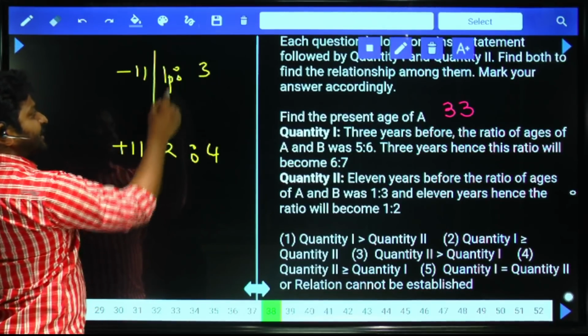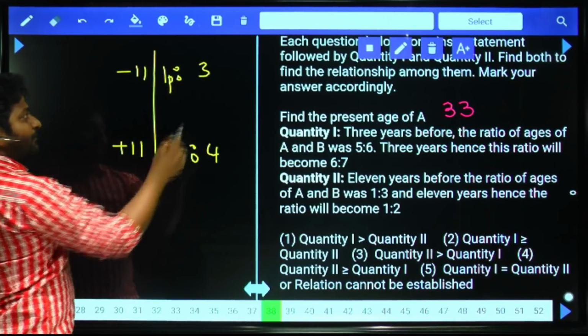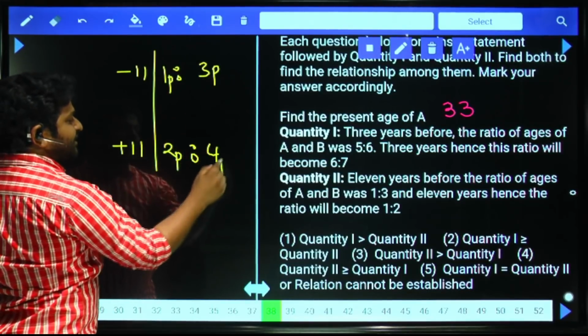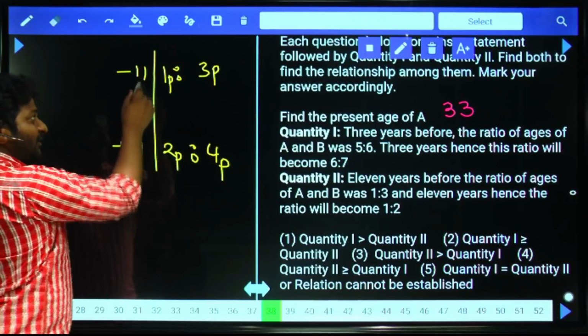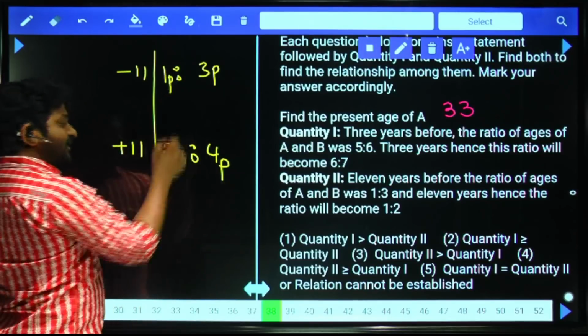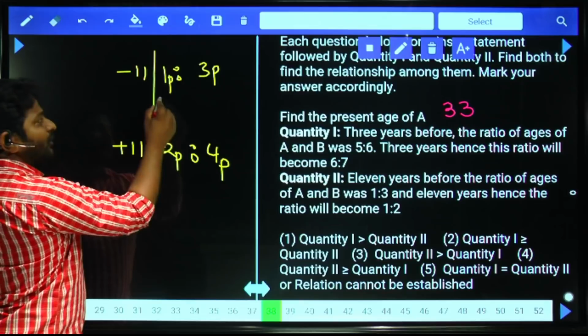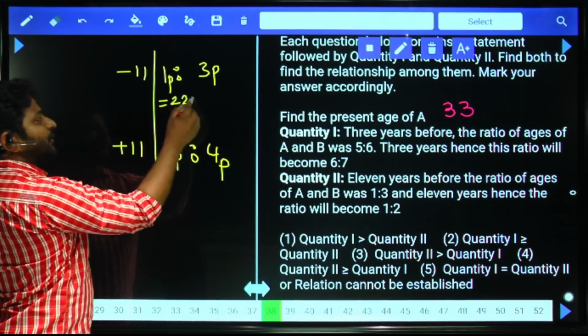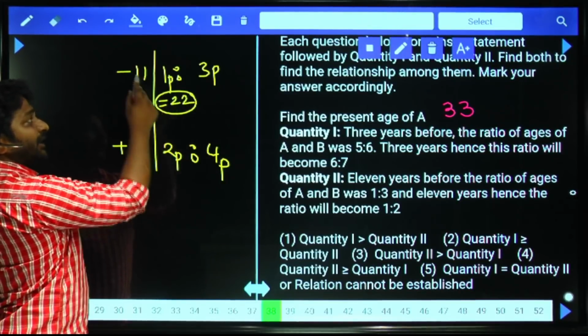So now for first person, his age increased by one part, and for second person also age increased by one part. Difference is equal to 22. Difference is equal to one part. Hence you can conclude one part is equal to 22. So A's age was 22, 11 years back.